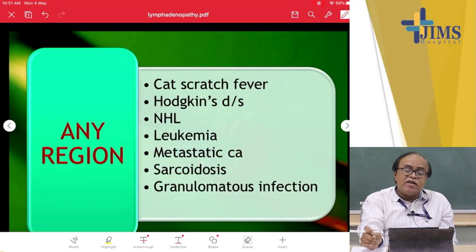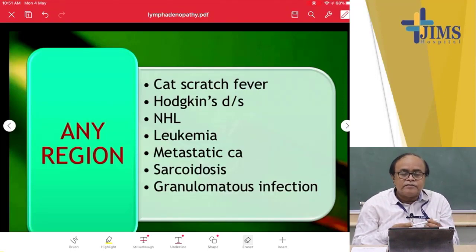Now, any region of the body you may get lymph node enlargement, lymphadenopathy, and causes are like this: cat scratch fever, Hodgkin disease, leukemia, metastatic CA, sarcoidosis, granulomatous infection. What are the granulomatous infections? Tuberculosis, syphilis, etc.